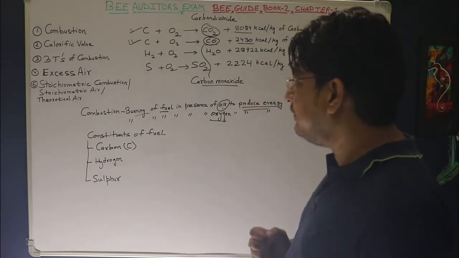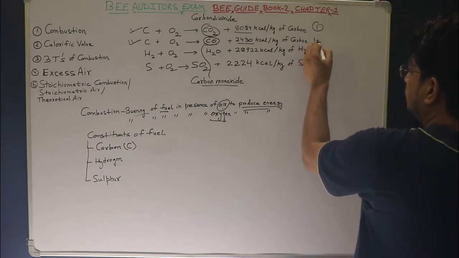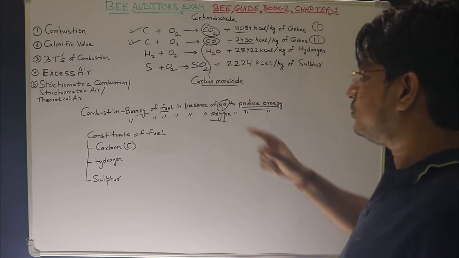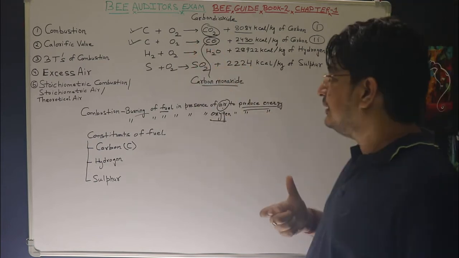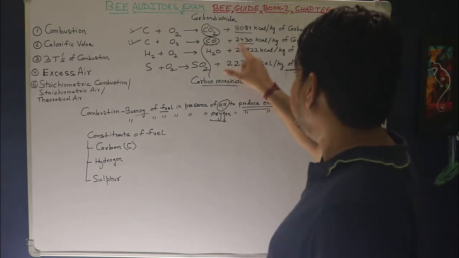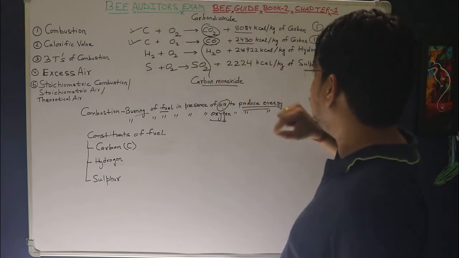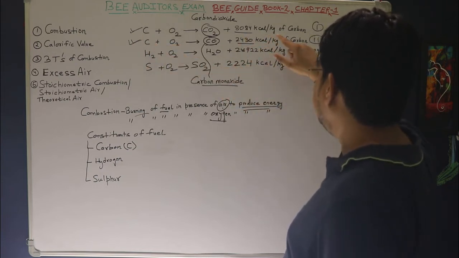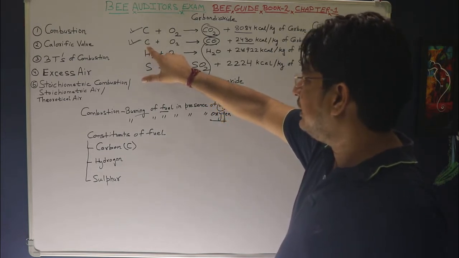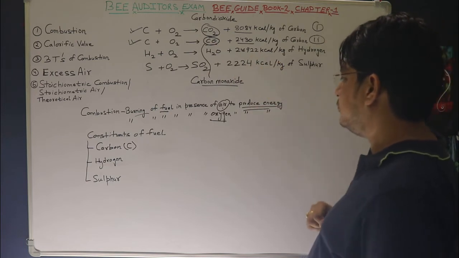So one thing you can very clearly see from equations 1 and 2 is that if the presence of oxygen is less, then it has a direct bearing on the amount of heat released. Here the combustion of carbon results in the production of 8084 kilocalorie of heat energy per kg of carbon. Here the combustion of carbon is resulting in the production of 2430 kilocalorie per kg of carbon.